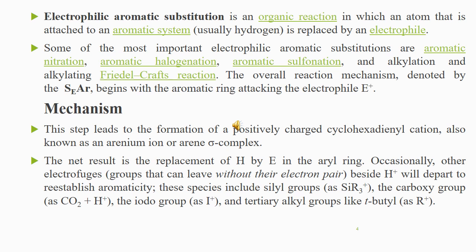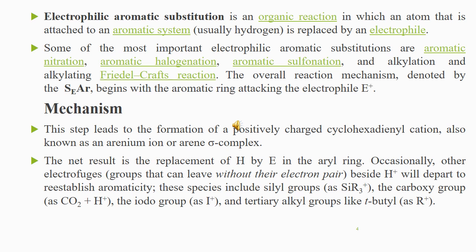Now here, as a review, I am going to discuss very briefly what electrophilic aromatic substitution is and how it takes place, a brief mechanism. Because in retrosynthesis we shall come across the retro of the compound. For that you must know the synthesis and the process. Electrophilic aromatic substitution is an organic reaction in which an atom that is attached to an aromatic system, usually hydrogen, is replaced by an electrophile.